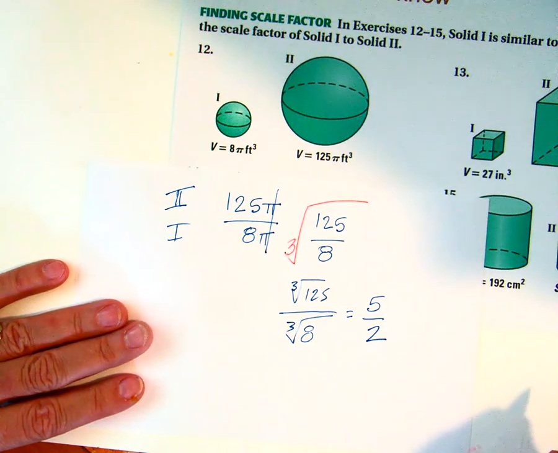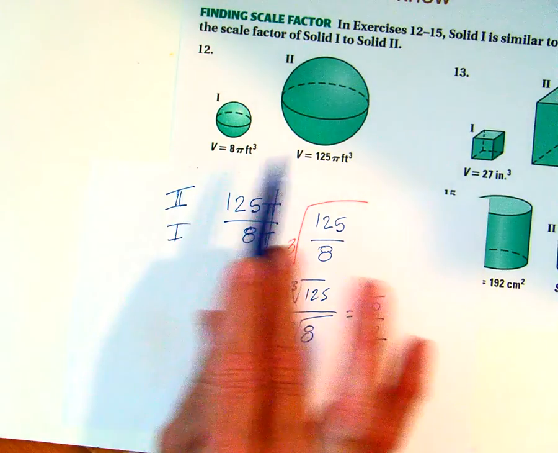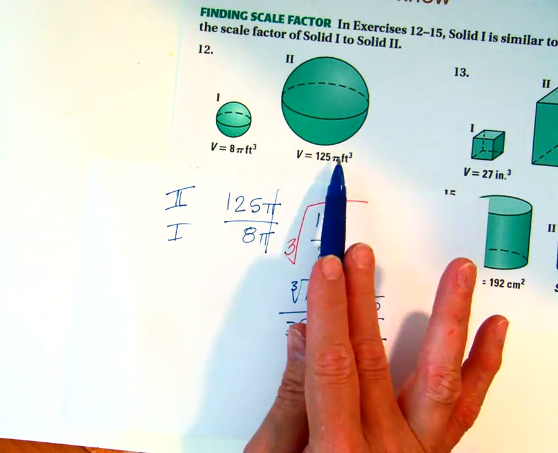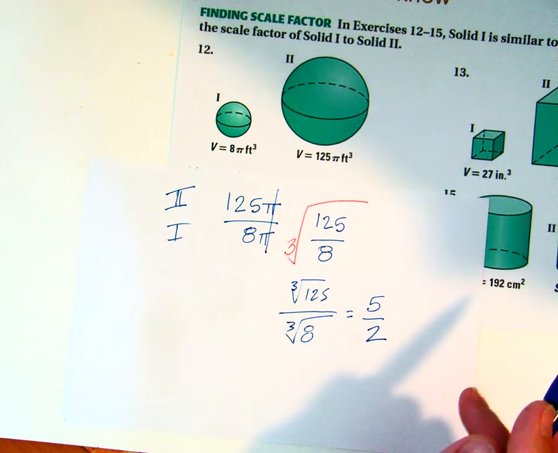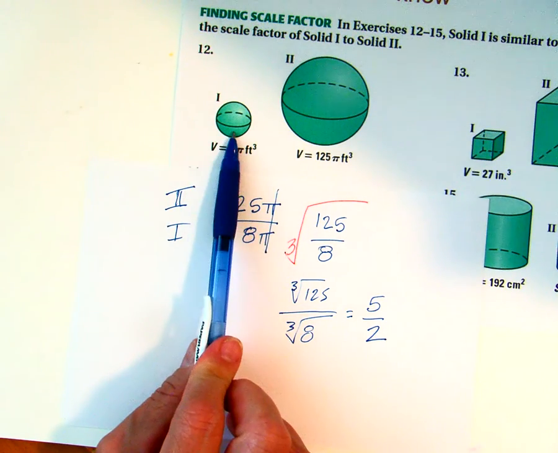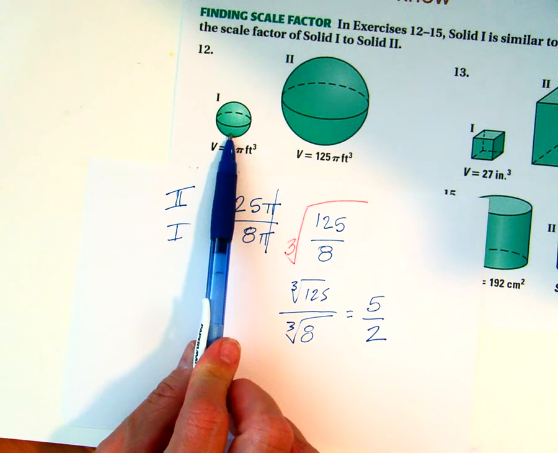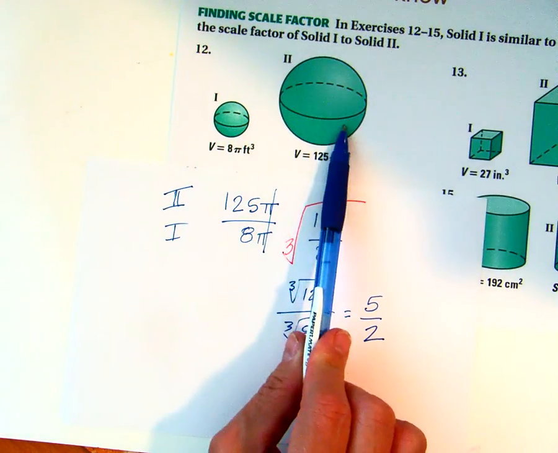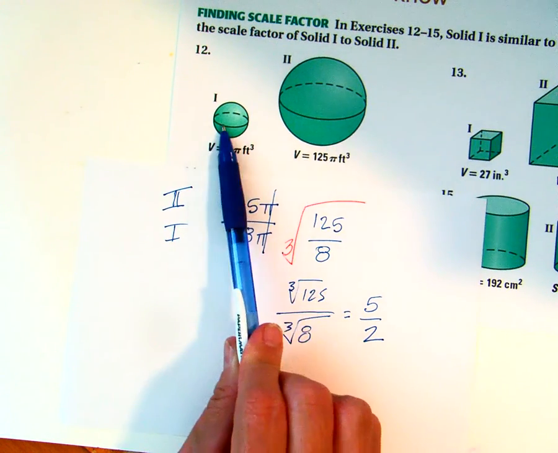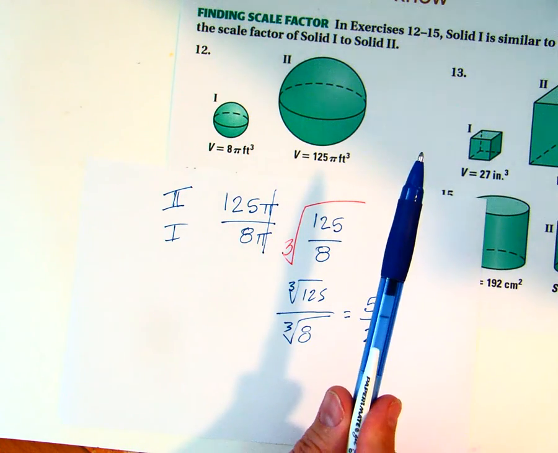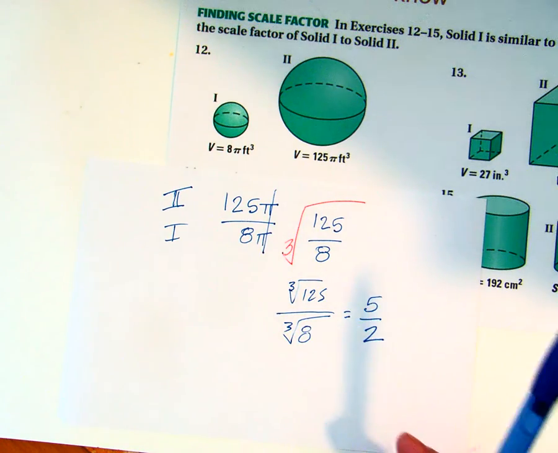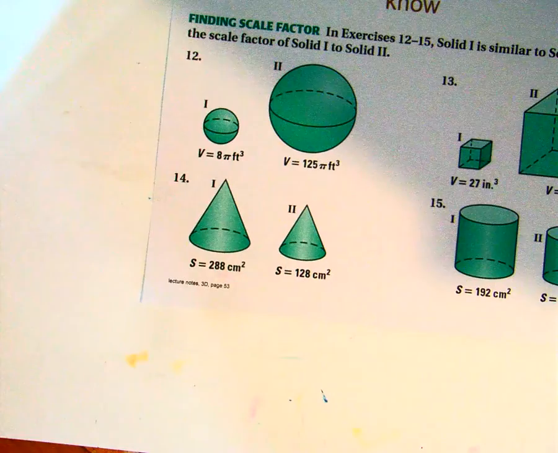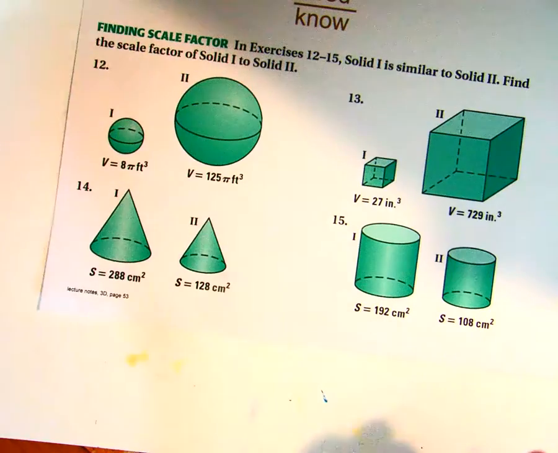Okay. So the scale factor from 1 to 2, ball number 1 to ball number 2, sphere number 1 to sphere number 2, is 5/2. So that means any linear dimension that you'd have in one, say for example the radius, whatever the radius here is, that one will be 2.5 times the size of it. Okay? And any surface area that you do will be 2.5 squared. So let's look at the others here. Go ahead and work on these.